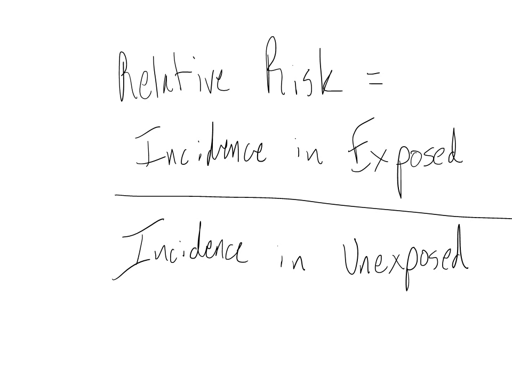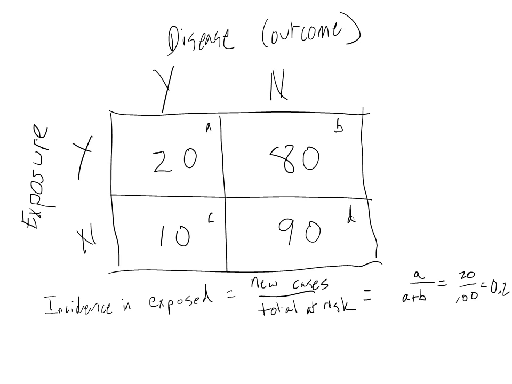When calculating relative risk, we're interested in the ratio of incidence in the exposed to incidence in the unexposed. Incidence in the exposed is calculated as the number of people with the disease among the exposed divided by the total number of exposed. In the 2x2 table shown here, this means box A divided by box A plus B. In this case, the incidence in the exposed is 0.2.